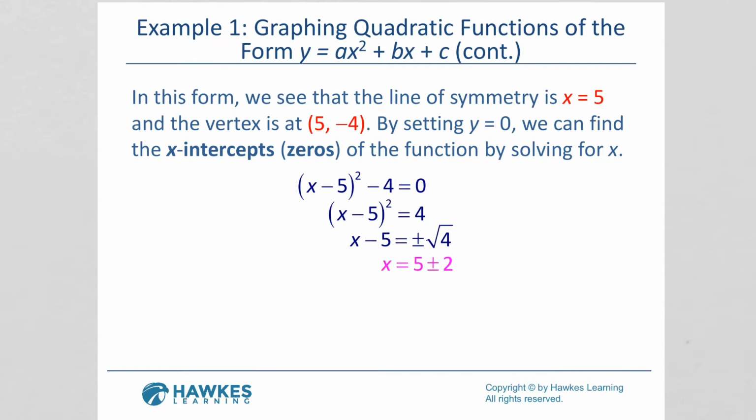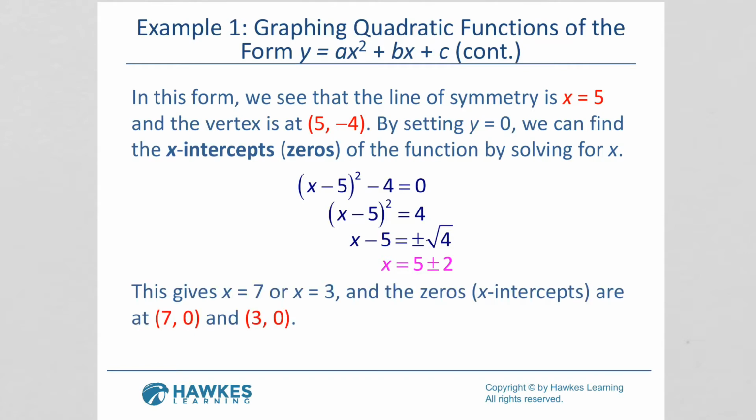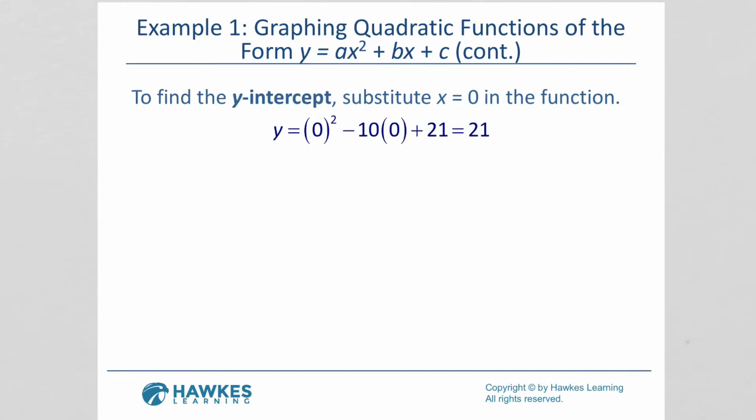In this step, I'm adding 5 to both sides and simplifying the square root of 4, which leaves me with x equals 5 plus or minus 2. That's two different solutions. This gives me x equals 7 or x equals 3, and the zeros or x-intercepts are at 7, 0, and 3, 0. To find the y-intercept, we substitute x equals 0 in the function. y equals 0 squared minus 10 times 0 plus 21, which simplifies to 21. The y-intercept is at 0, 21.